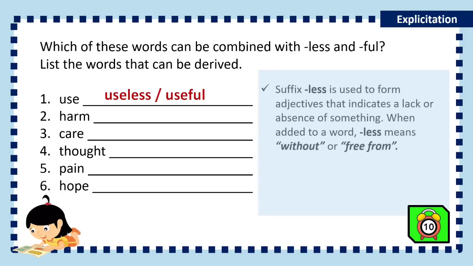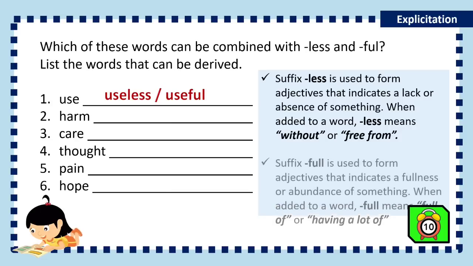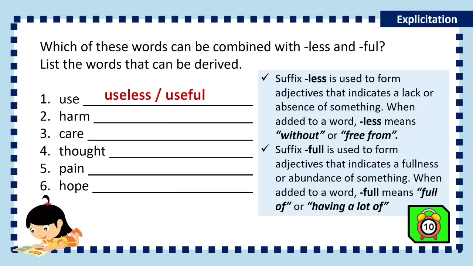Always remember that suffix less is used to form adjectives that indicate a lack or absence of something. When added to a word, less means without or free from. Suffix full is used to form adjectives that indicate a fullness or abundance of something. When added to a word, full means full of or having a lot of. Now, it's your time to list the words that can be derived by adding less or full to the words.